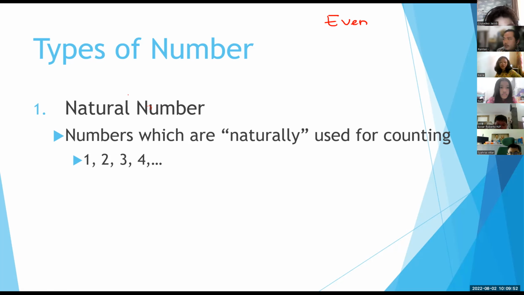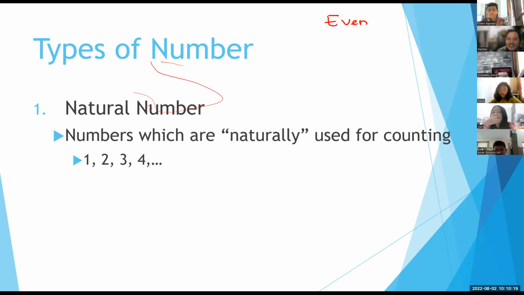In bahasa Indonesia, ada yang tahu bahasa Indonesianya apa ya natural number? Ada yang tahu nggak? Not really. What is natural number in bahasa Indonesia? Natural, what's natural? Let me guess. Alam, Pak. Maybe like bilangan asli or something. Bilangan asli. Actually, yes, it is. I'm just guessing.